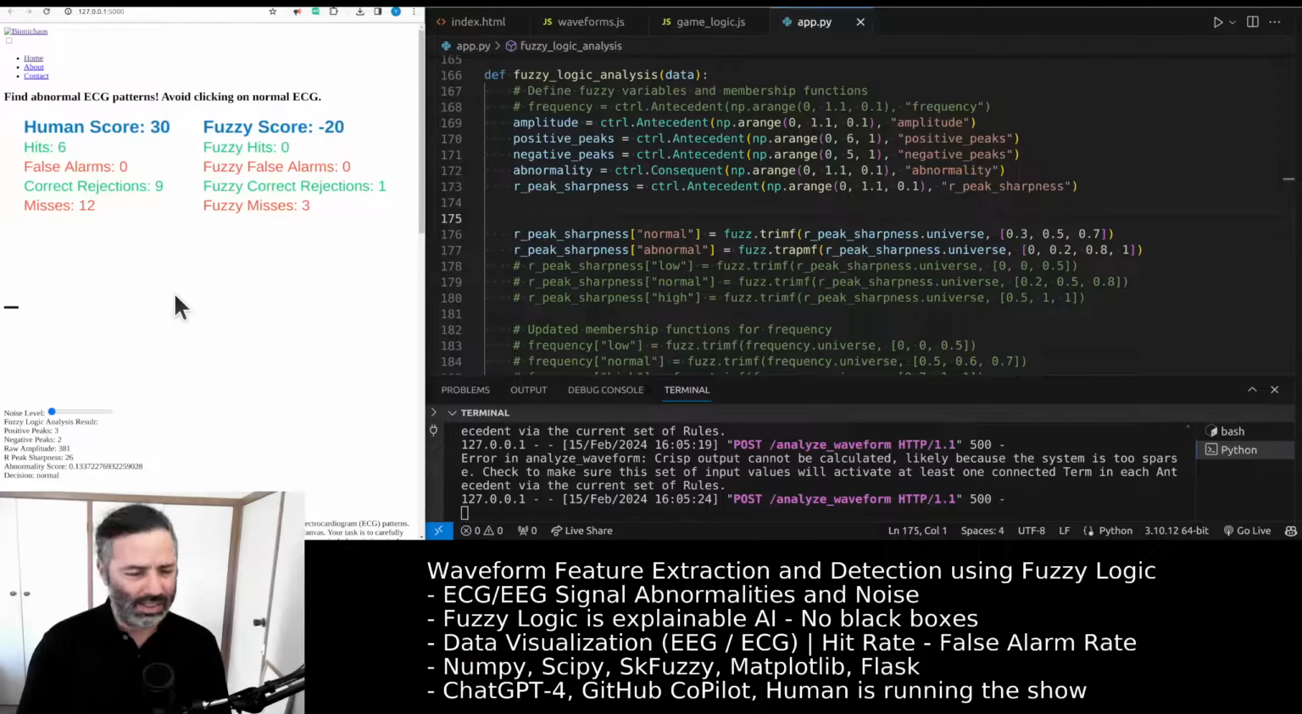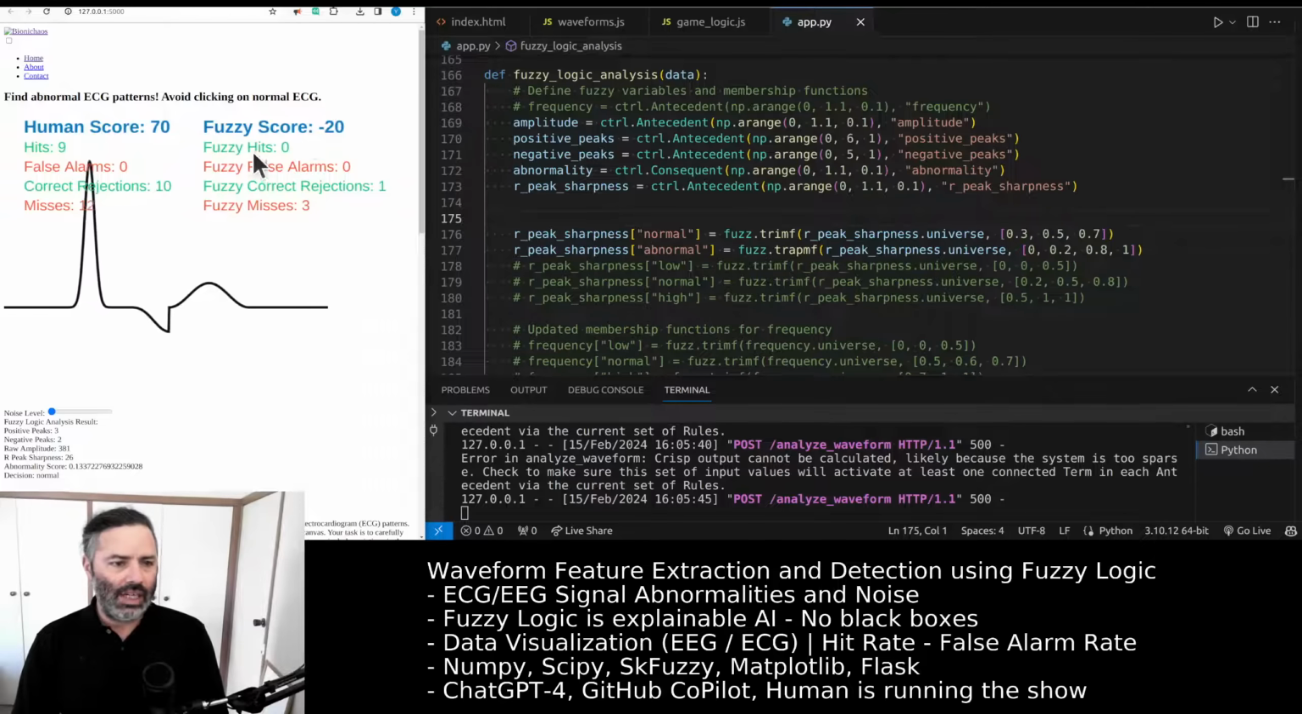I think there's a 60-40 ratio between abnormal and normal. That's a normal one, so I do not click on it, and I get another 10 points. Click on this one as well. Every 50 points, the speed will go up.